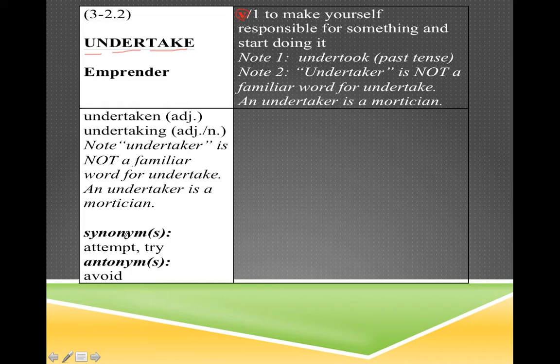Okay, synonyms, we got attempt and try. Attempt, try. Antonyms, or in this case one antonym, avoid.